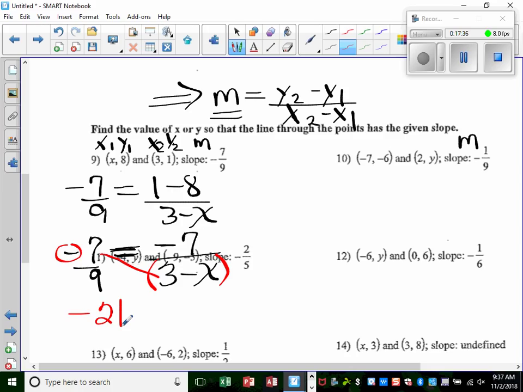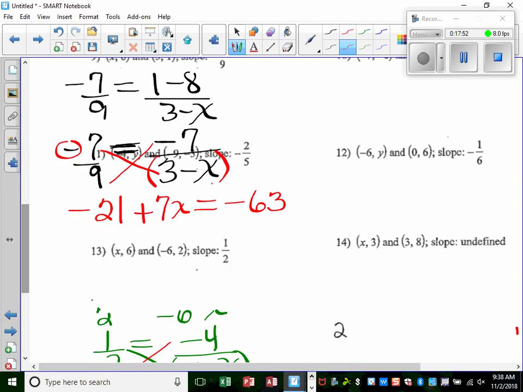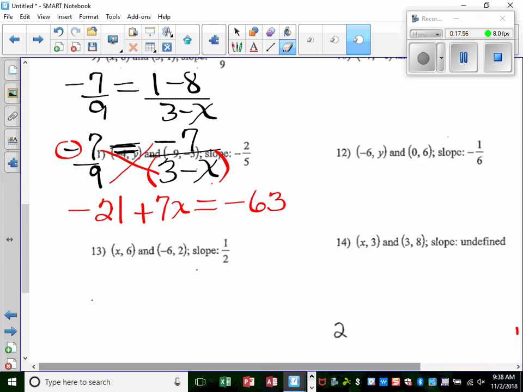-7 times -x is a positive 7x. So you've got to make sure you pay close attention to the signs. Then I'm going to cross the other way. What is 9 times -7? -63. Very good. And see, from there, you've got a nice equation. Once you cross multiply, you have a nice equation, and then just go ahead and solve the equation.